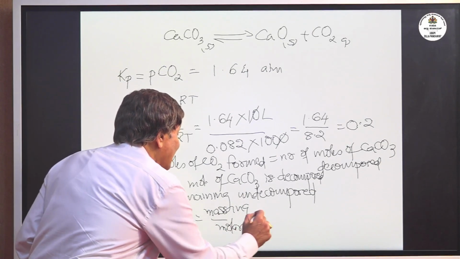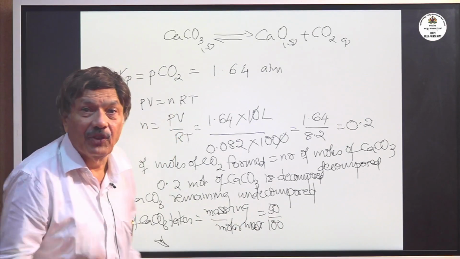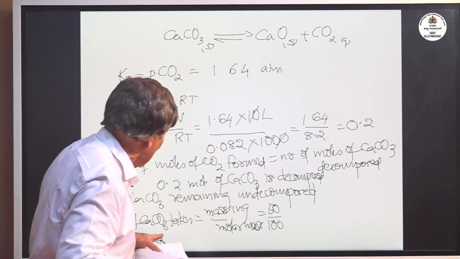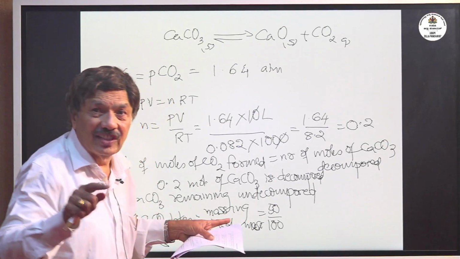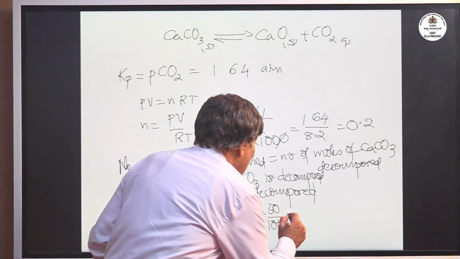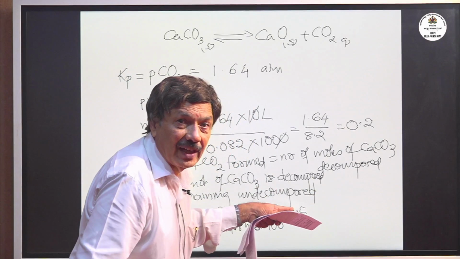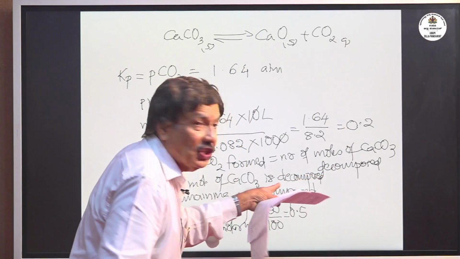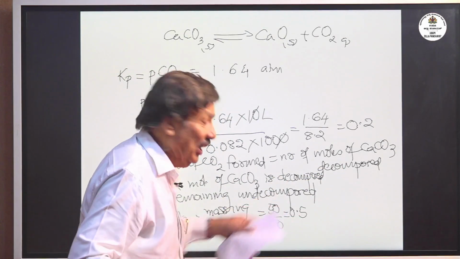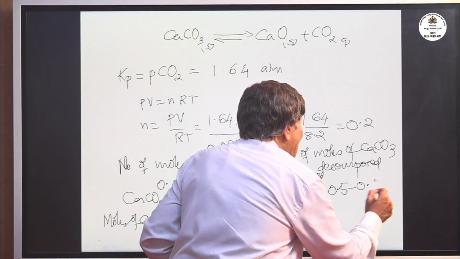Mass in gram is 50. Molar mass of calcium carbonate will be 100. If you work it out, calcium 40, carbon 12, of course, then O3, 16 into 3, like that it comes to 100. So it is 0.5. So out of 0.5, 0.2 underwent decomposition. So calcium carbonate remaining undecomposed is 0.5 that is taken minus 0.2 that is decomposed.